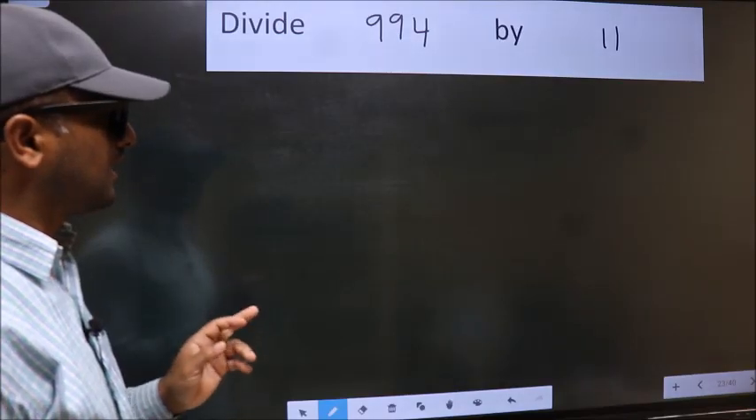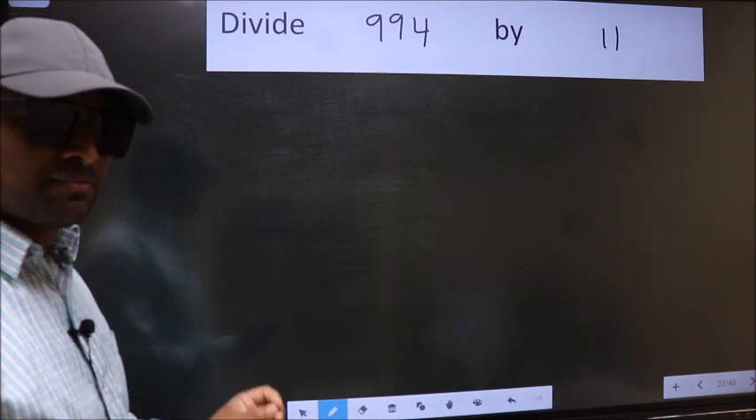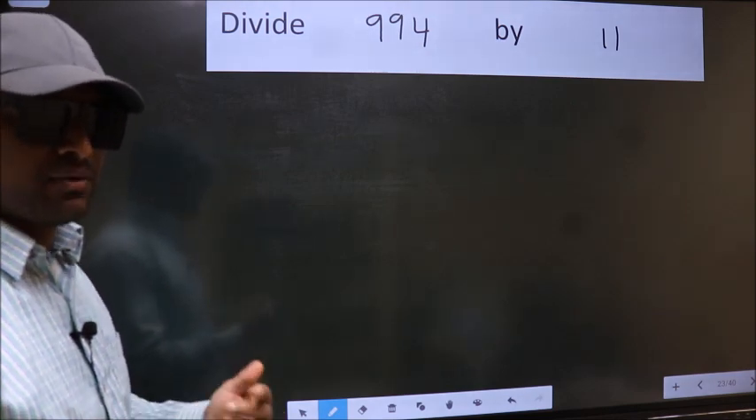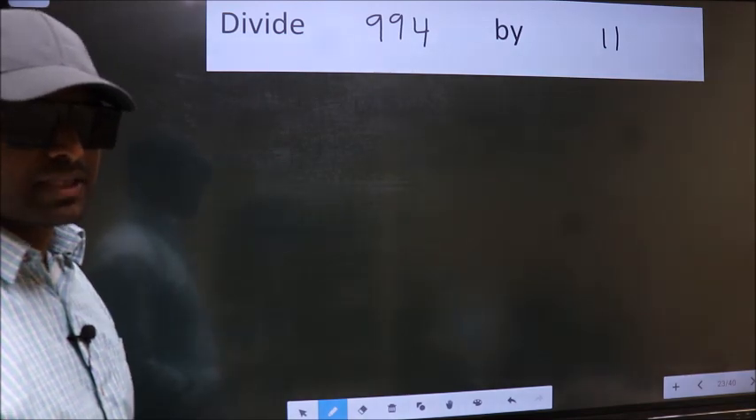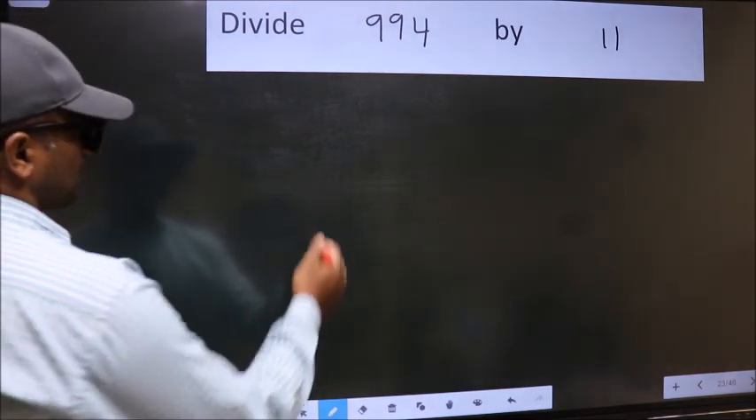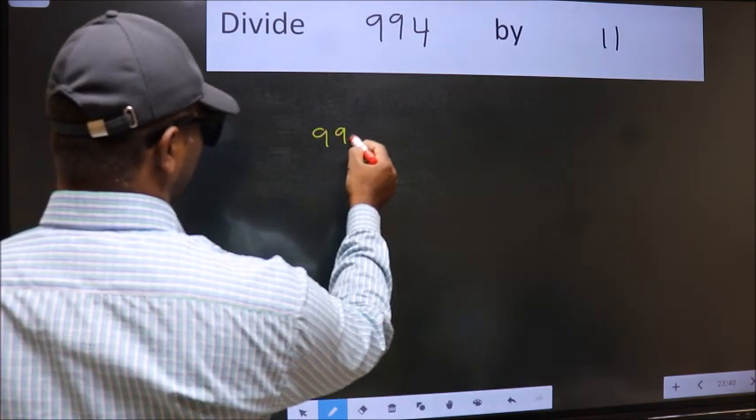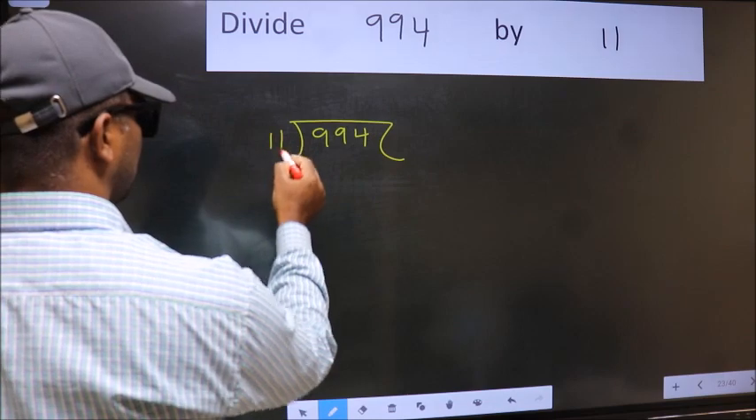Divide 994 by 11. While doing this division, many make a mistake. What is the mistake that they make? I will let you know. But before that, we should frame it in this way: 994 and 11 here.